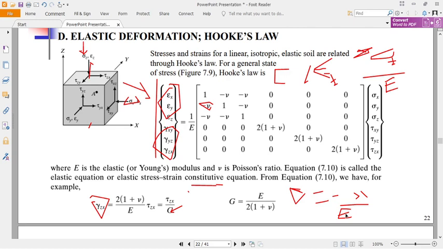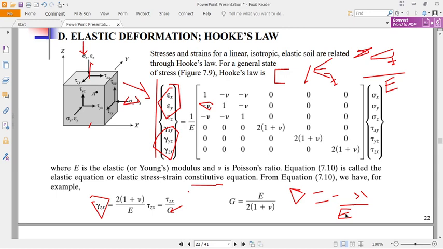So the Poisson ratio is equal to the lateral strain in Z divided by the strain in X. Therefore, the strain in Z, as a result of application of a force in X, is equal to negative V times the strain in X. That's the strain in X.